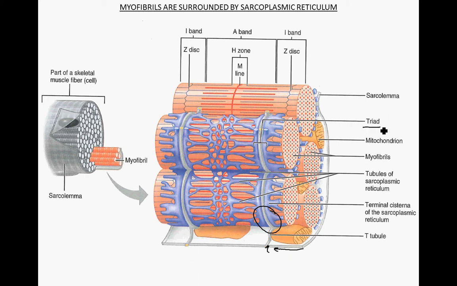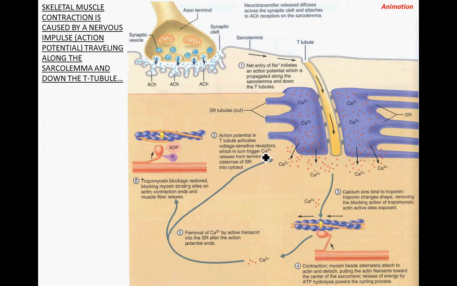You're going to hear this word triad, and the triad is just that: the terminal cisterna of one sarcoplasmic reticulum segment, the terminal cisterna of a second sarcoplasmic reticulum network, and then the T-tubule itself. So this is why you get a triad. You get three things all together. There are two sarcoplasmic reticula and one T-tubule structure there. So when we zoom in on that, this is what we're going to see right here.